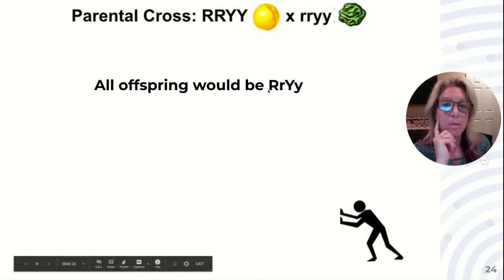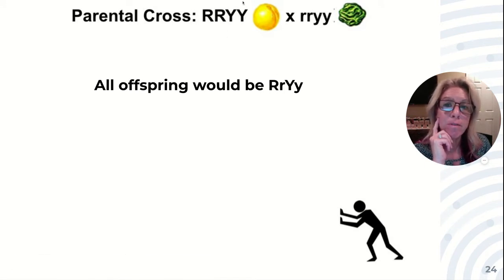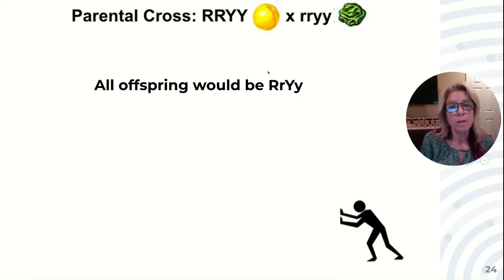So all the offspring would be big R, little r, big Y, little y. Both the dominant alleles coming from this parent and both the recessive alleles coming from this parent. So now these would be the parent generation. This would be called the F1s. So now this is a dihybrid cross, crossing two of these together.